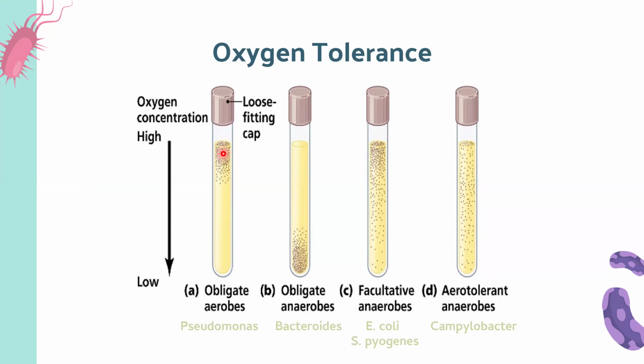Okay? Now, going into the opposite end of the spectrum, we have obligate anaerobes. Obligate meaning necessary, and anaerobes meaning no oxygen. So these are not able to survive with any oxygen whatsoever. Why is that? Anaerobic bacteria cannot process oxygen because they lack a cytochrome system.